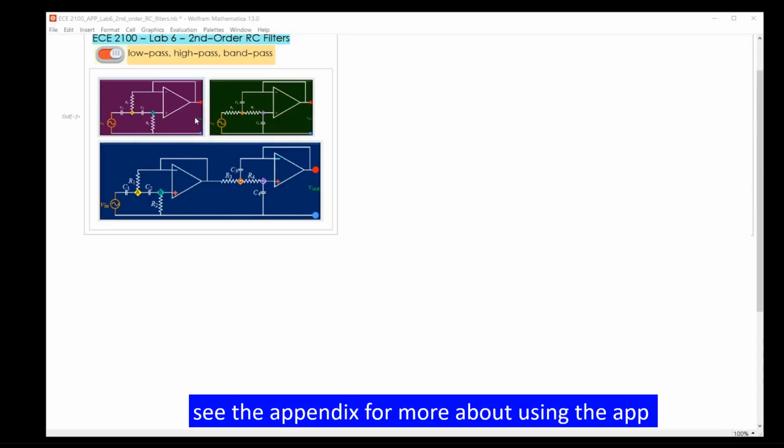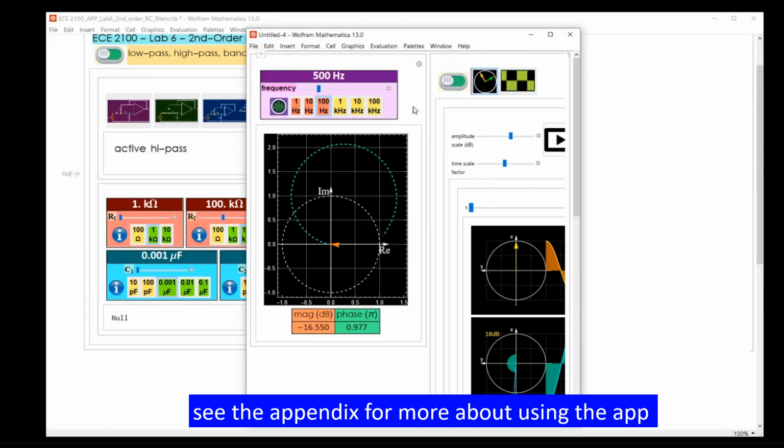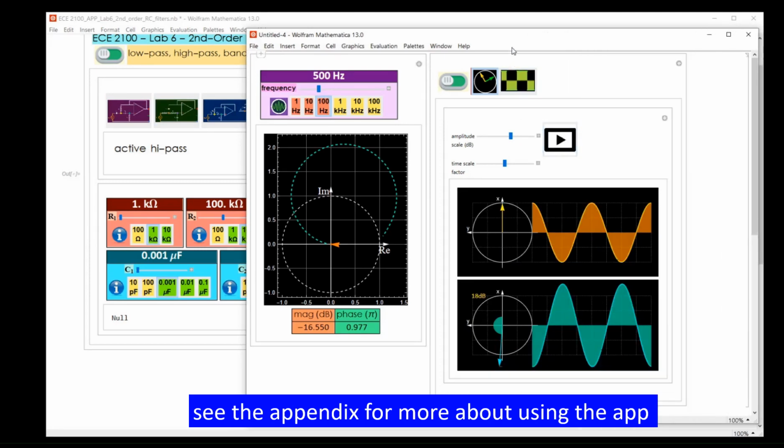This app provides a simulation of the output signals. Consider the high-pass filter. The app can be used as a sanity check for the circuit response measurements with sinusoidal and square waves.